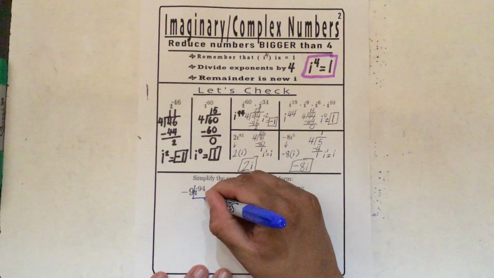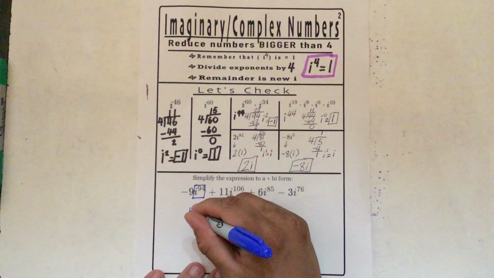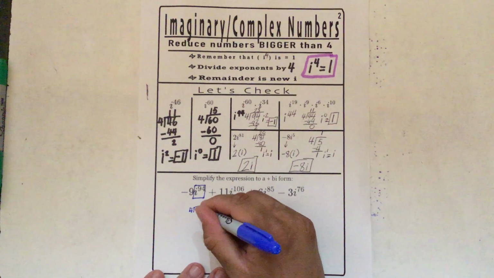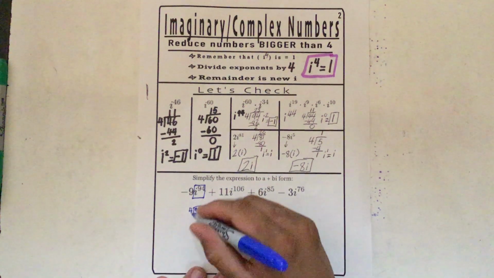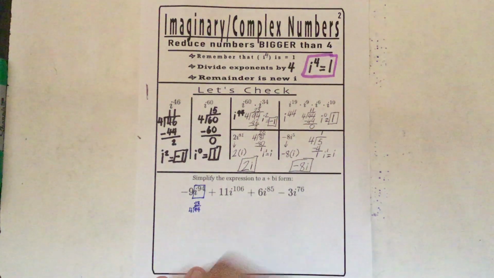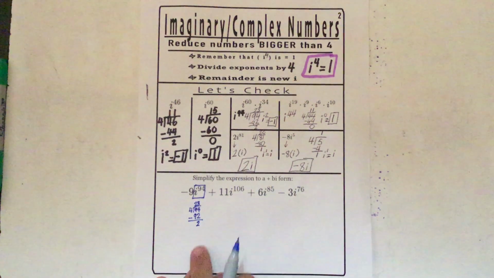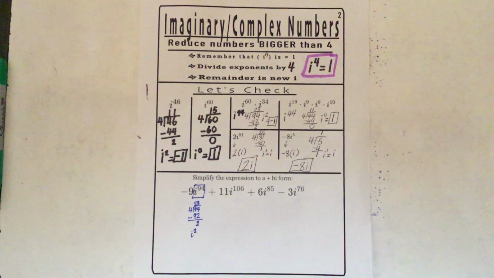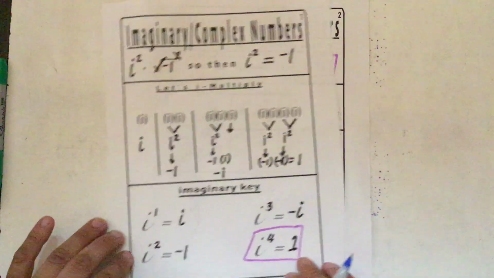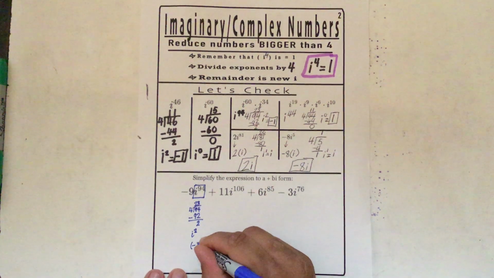So I'm gonna take i to the 94th, okay? Now remember, we have to divide 94 by 4. So 4 goes into 94. Now if I divide 94 by 4, I know it's 23. 4 times 23 is 92. 94 minus 92 is 2. So remember, that's our new i. So this is i to the second power. And if we look at our notes here, i to the second power is -1. So all this gave me -1.